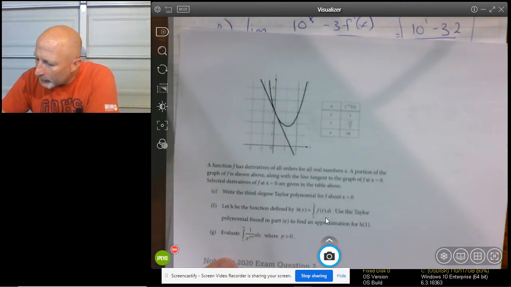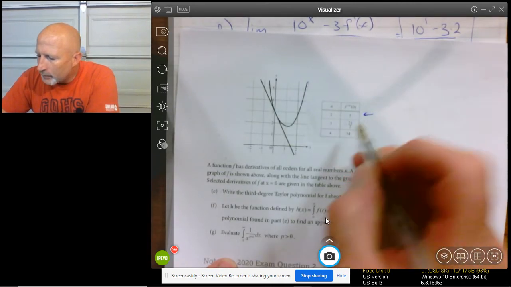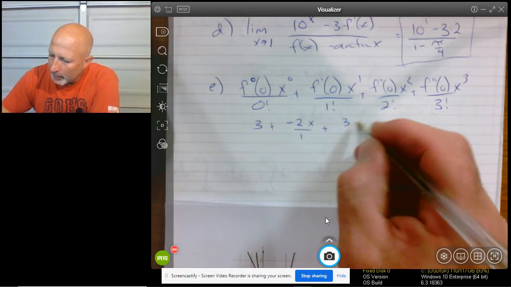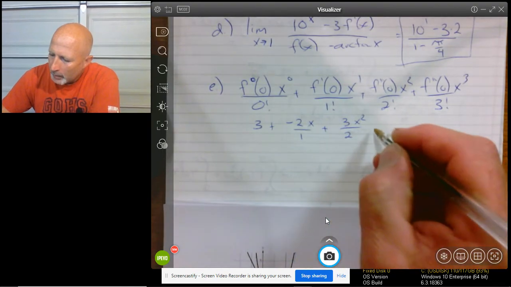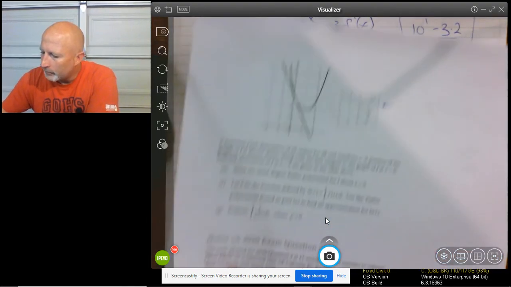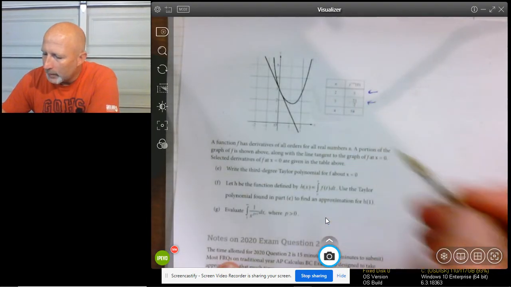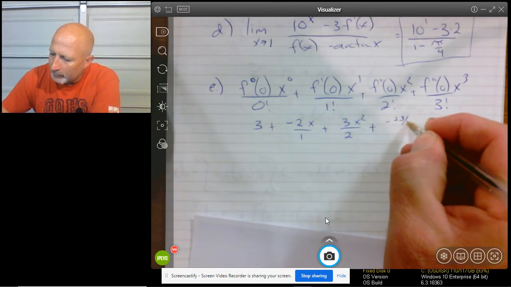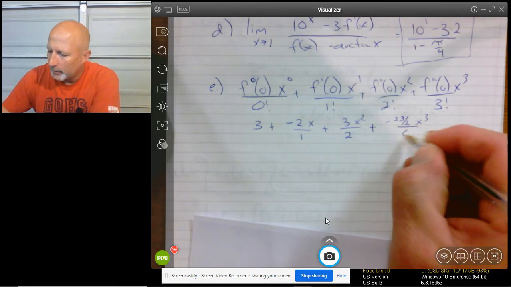Now this is where they give it to us in the table. The second derivative evaluated at 0 is 3. So this is plus 3x squared all over 2. And plus the third derivative evaluated at 0. The third derivative evaluated at 0 is there, negative 23 halves. So minus 23 halves x cubed all over 6.